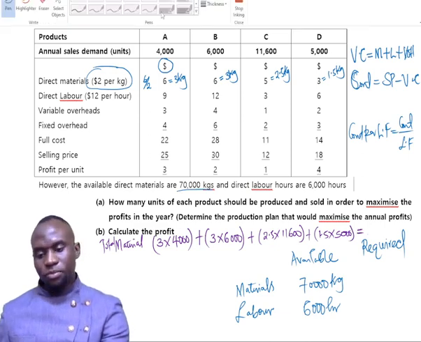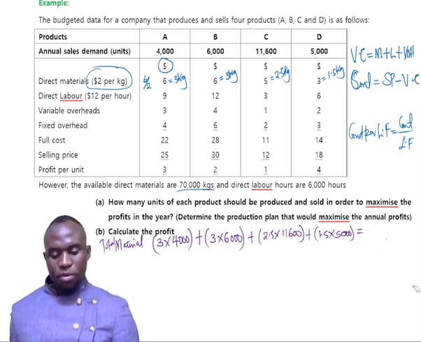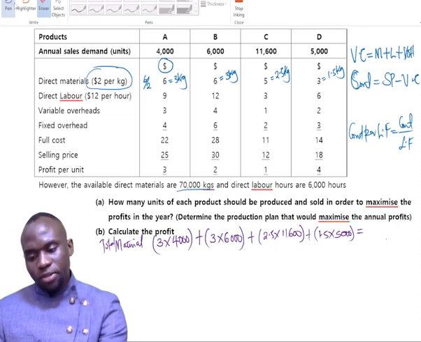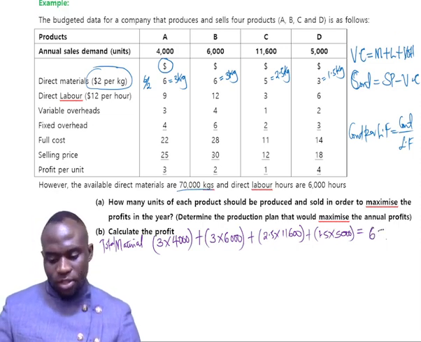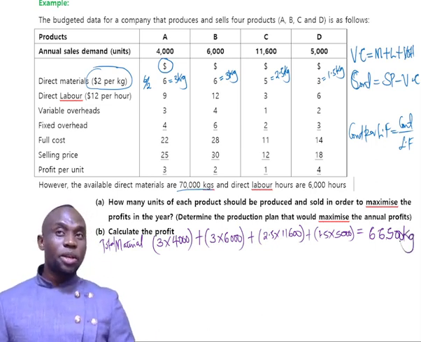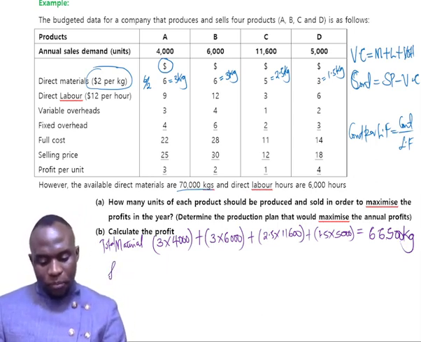So what is the total? The total would be 3 times 4 plus 3 times 6 plus 2.5 times 11,600 plus 1.5 times 5,000. And the answer we get is 66,500 kilograms. Now that is the total material that we need to produce all those units. What about labor?